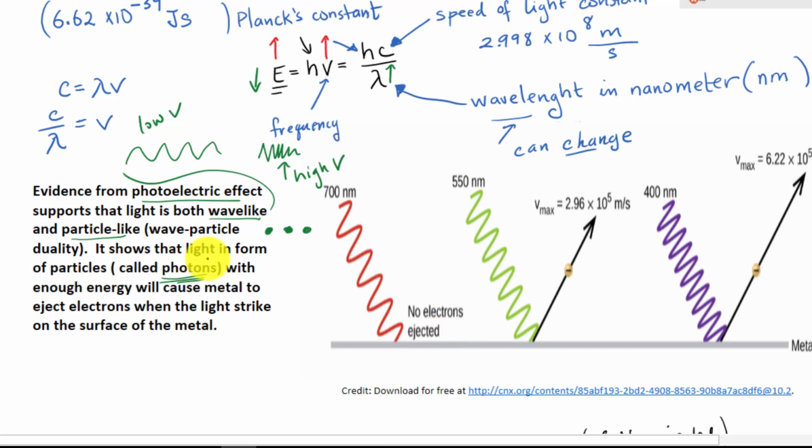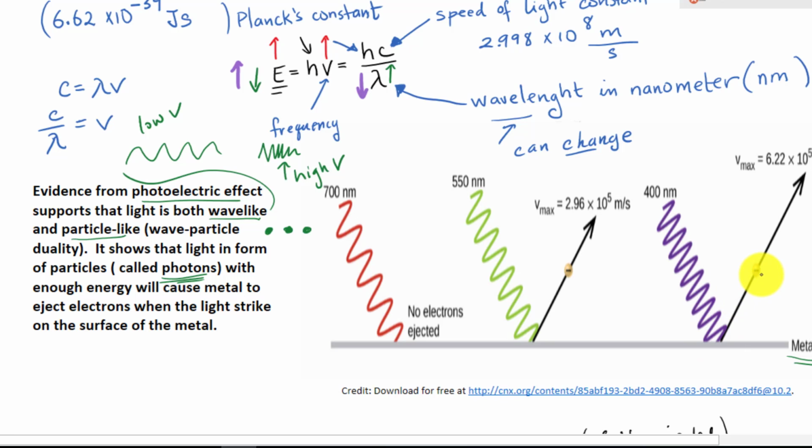Basically, it showed that light in the form of particles called photons, with enough energy, will cause metal to eject electrons when the light strikes the surface of the metal. Let's look at this diagram right here. Here I have my metal. What I'm going to do is use different light at different wavelengths, which again indicates the level of energy. Let's look at what happens when I decrease wavelength. Notice how this one's 700 and this one's 500. If I decrease wavelength, the energy goes up, which means more energy. And what happens is the electron gets ejected from the metal surface.